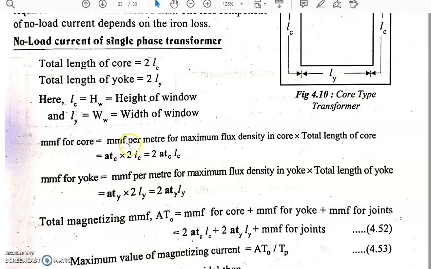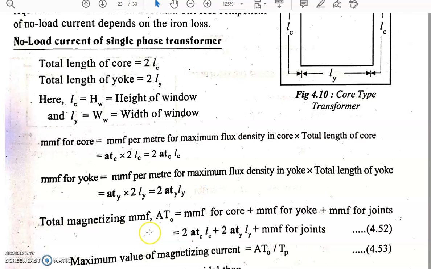So MMF for core is MMF per meter for maximum flux density in the core multiplied with the total length of the core. This MMF per meter length, AT, is for the core, so it is ATC, multiplied with the total length of the core, which is 2 times LC, so it is 2 ATC LC. And MMF for yoke is MMF per meter length at maximum flux density in the yoke, AT for yoke, multiplied with the total length of the yoke, which is at top and bottom sides of the core, 2 times Ly, so 2 ATY Ly.